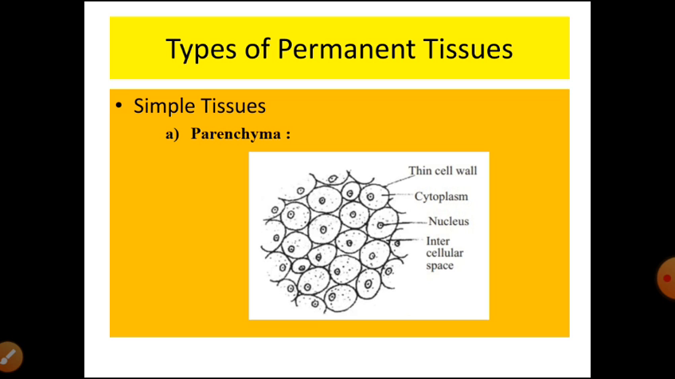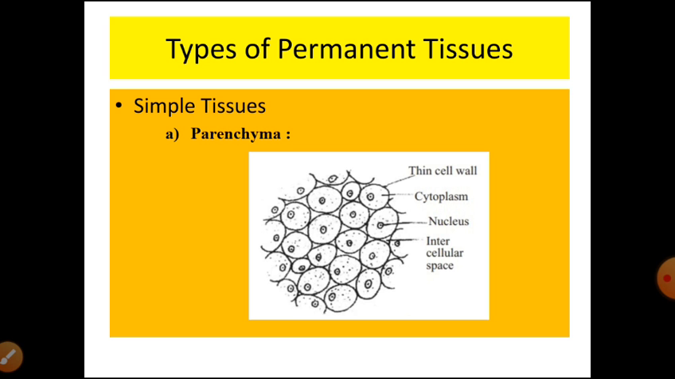If we see the function, it is a very important tissue. Due to the presence of active protoplast, the tissue is the seat of all essential vegetative functions like photosynthesis, storage of food material, secretion as well as excretion.